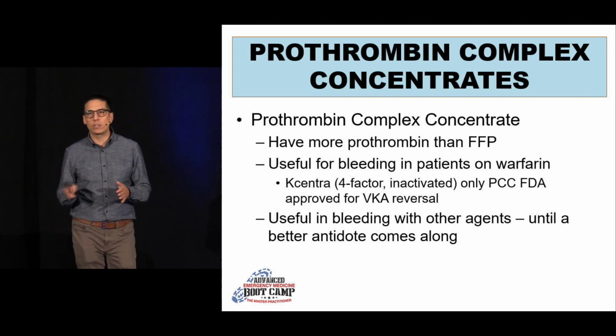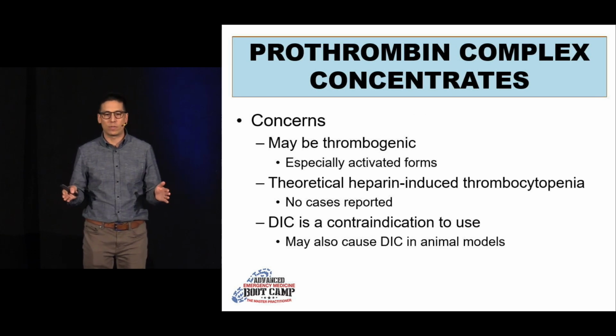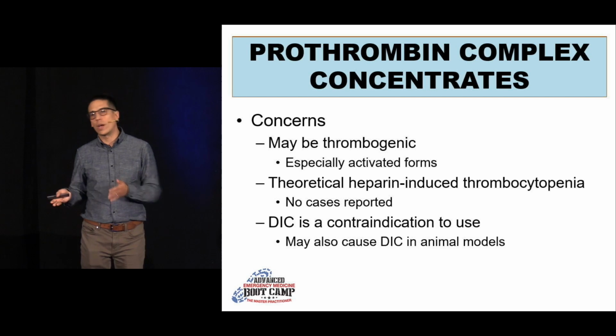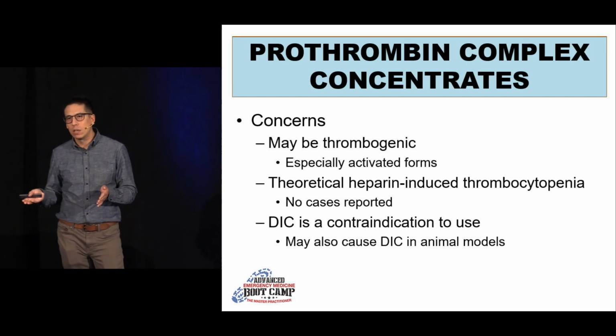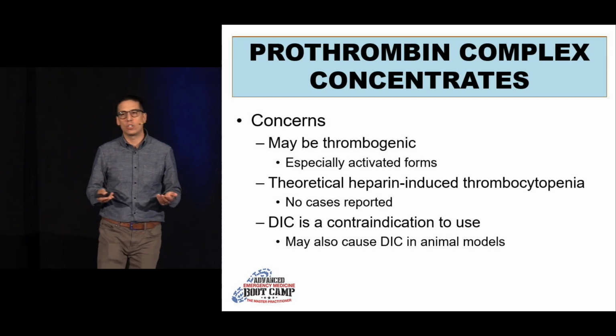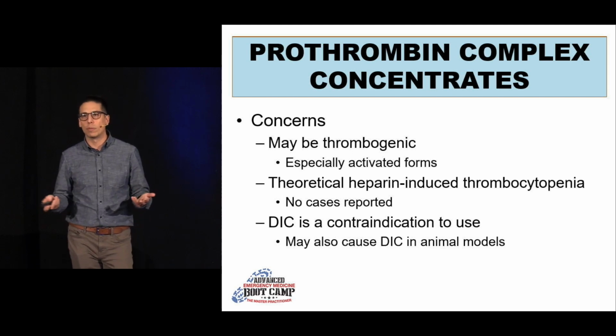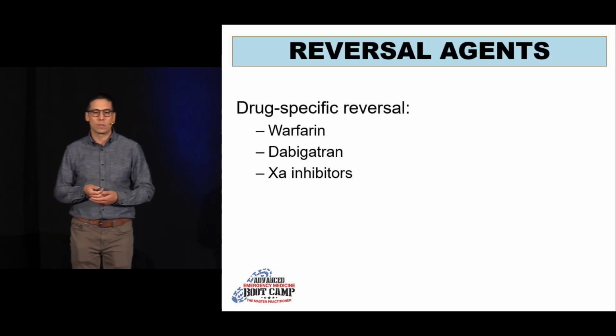Can be thrombogenic, not terribly thrombogenic in the literature if you give it at a moderate dose, 25 to 50 units per kilo. There is a theoretical risk of HIT that's never actually been reported in human beings. That's just because of the tiny amounts of heparin that are in there. And DIC is a contraindication to use, because the treatment for DIC isn't to fix the clotting factors, right? It's to fix the problem, whether it be sepsis or whatever it is.